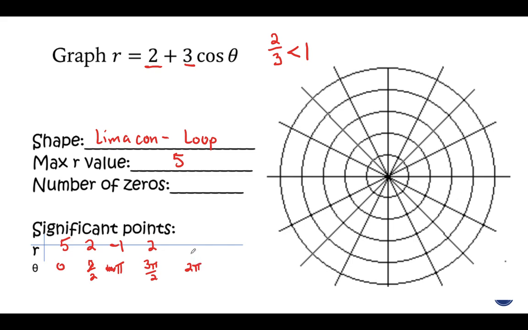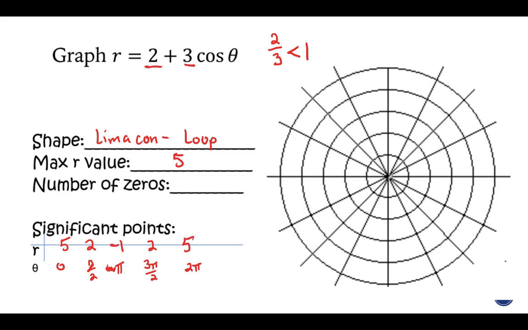Now, a little logical thinking should tell us, hey, I should end up at the same point I was at 0, right? Because 0 and 2 pi are the same angle, and I need to create this circular shape. But let's just verify that. So if I plug in 2 pi for my angle, well, cosine of 2 pi is 1. 2 plus 3 is 5. All right. And so let's go ahead and plot each of these points.